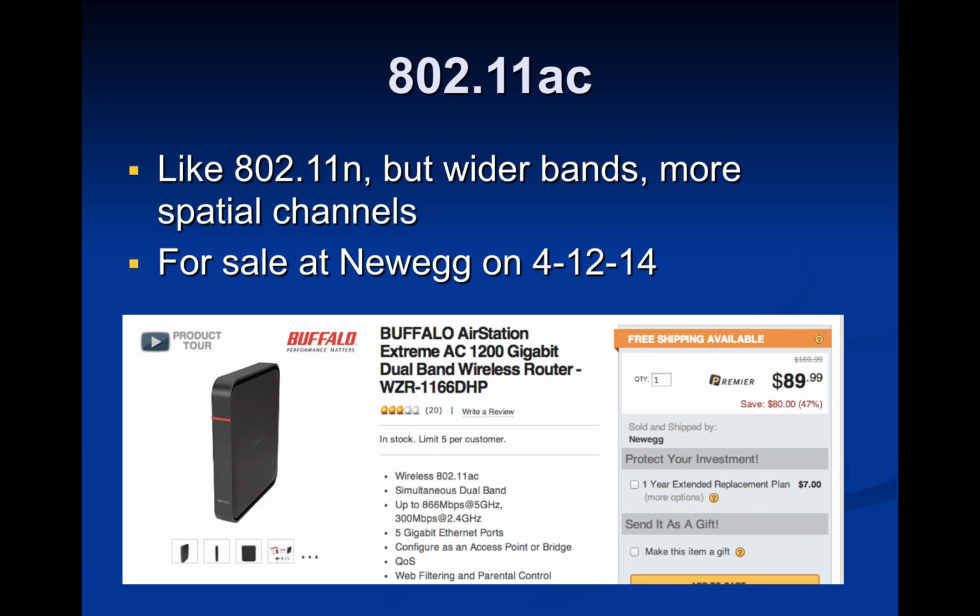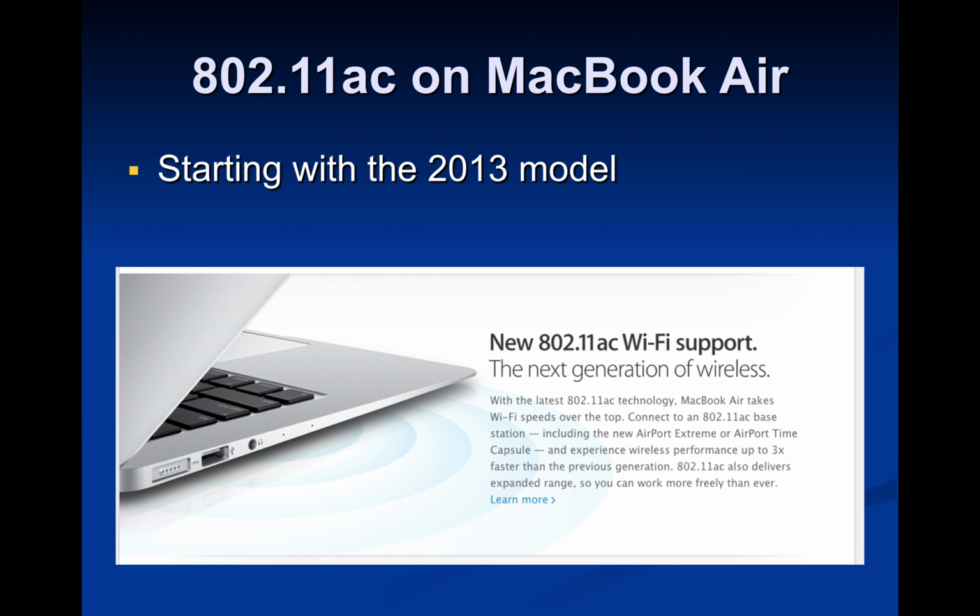The next step is 802.11ac. This has wider bands and supposedly can go up to 1200 megabits per second. It's not too cheap, not too expensive these days. That's the next big step forward. And it's been included in the MacBook Air for several years now, 802.11ac, so if people actually buy those access points, you can get even faster wireless.